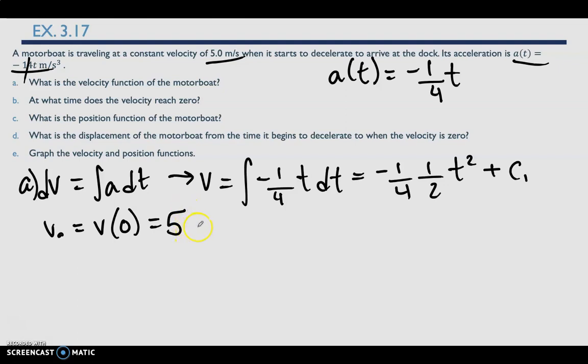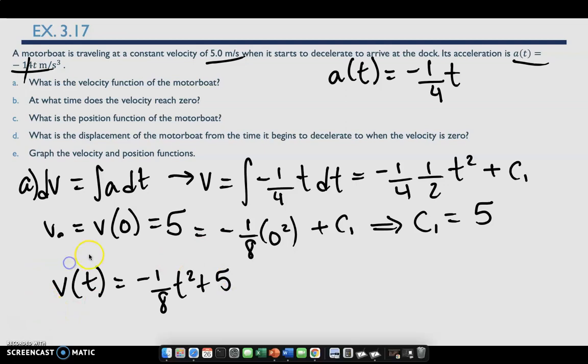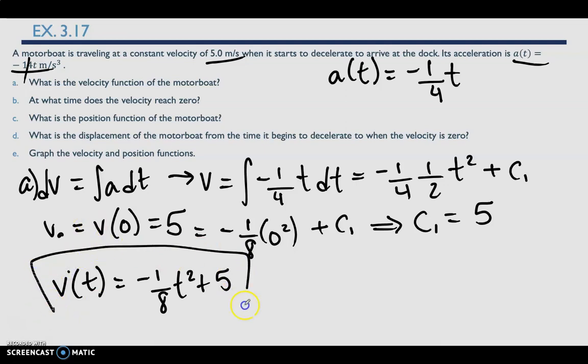Okay? So if we plug this in, or equate this with our equation here, we get negative 1/8 times 0 squared plus c1. Therefore, our constant here, c1, is equal to 5. Okay, so our velocity with respect to time is equal to negative 1/8 t squared plus 5. Okay, so that is for part A.